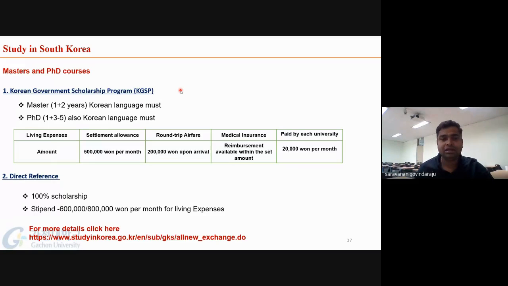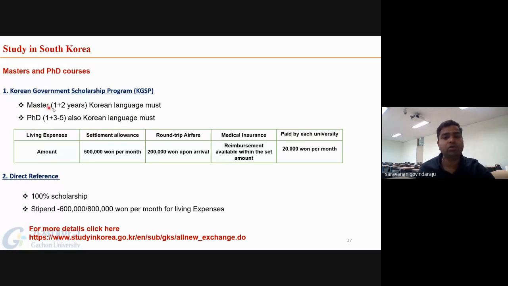I think it will be very useful for you guys. If you want to do a master's, that 1+2 means the first year is a Korean language course you have to do, and you have to pass level 3. After that, for 2 years you can continue as a master's student.